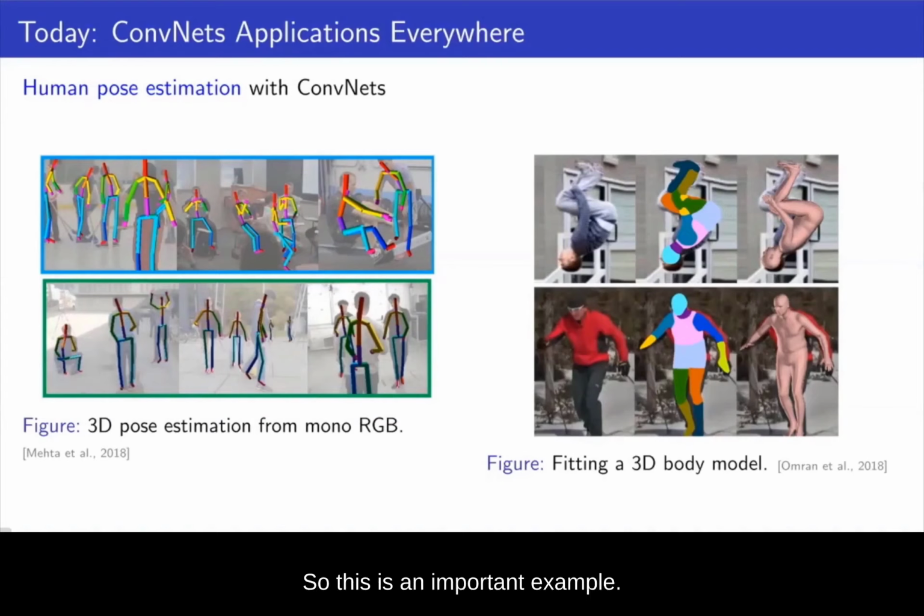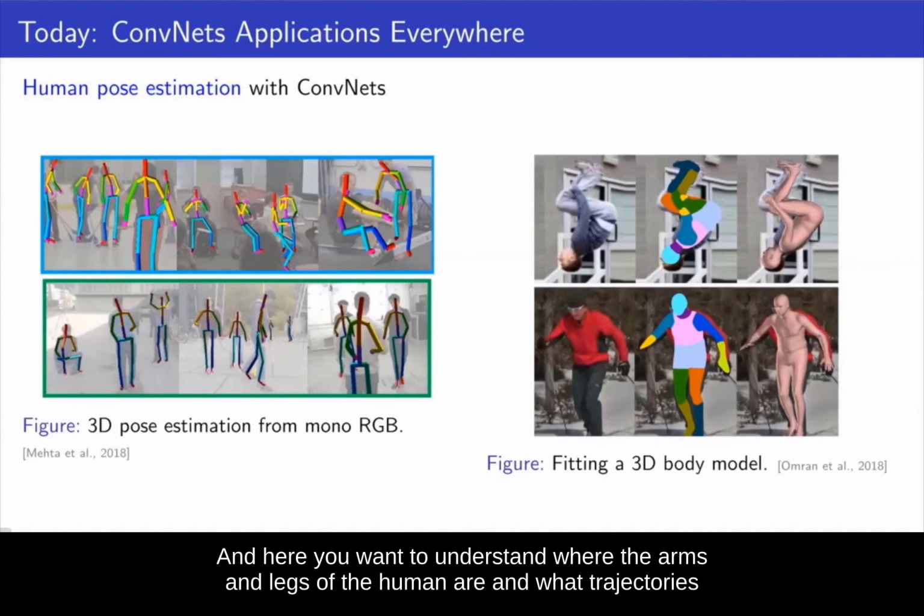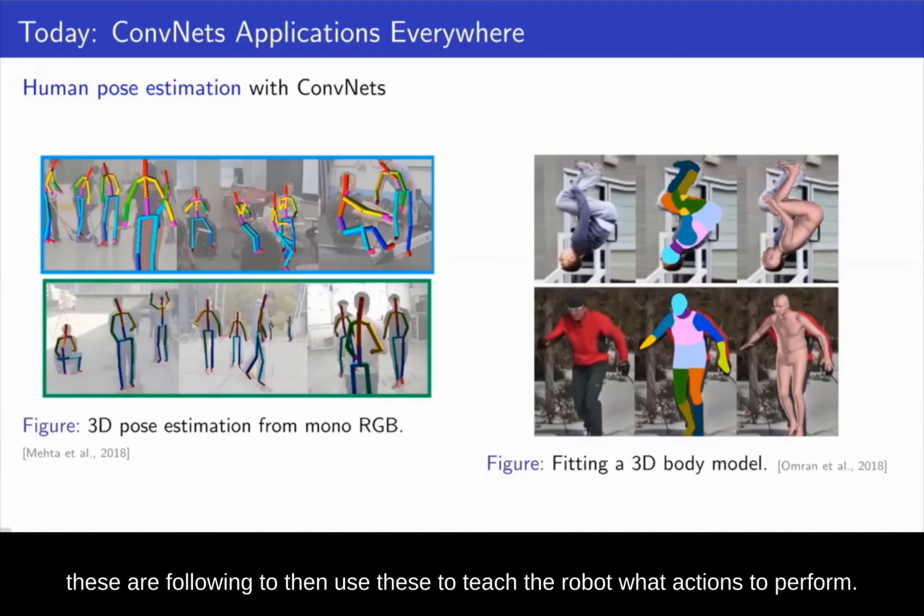This is an important example, for example, in imitation learning in robotics, where you want to teach your robot new skills. And here you want to understand where the arms and legs of the human are and what trajectories these are following, to then use these to teach the robot what actions to perform.